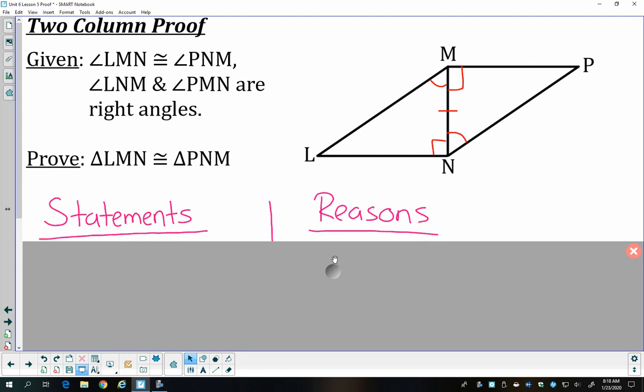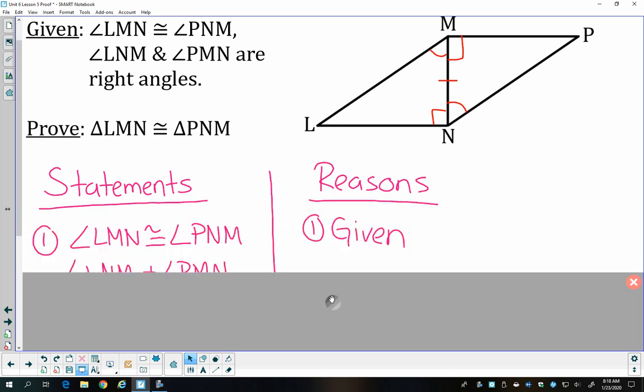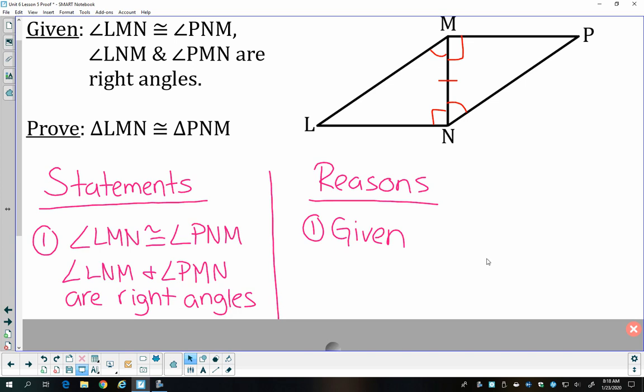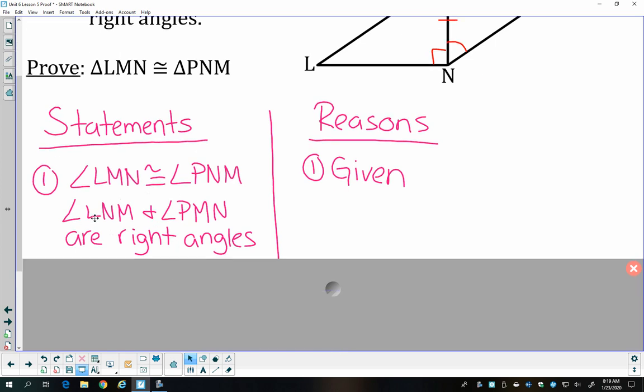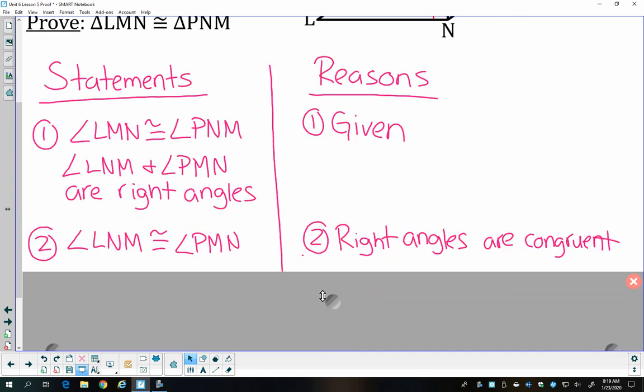Our first statement is always the information we're given. And then the justification or the reason is that you were given that piece of information. So let's just copy that down. And now, knowing that these two angles are right angles, we know that they're congruent. It's something that we know to be true. But in order to write a formal proof here, we need to state that those two angles are congruent. So I'm going to say that angle LNM and angle PMN are congruent angles. And I can justify that by saying right angles are congruent.